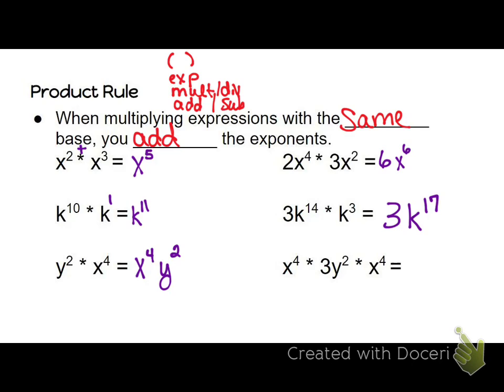And my last one. Combine the two x's. Okay, so we're going to combine the two x's by doing what with them? Adding them. So what's that going to equal? X to the 8th power. Now, what do I do with this 3y squared? Just keep it the same. Yep. Any questions on that? Have I lost any of you yet? Okay. All right, so that's our product rule.